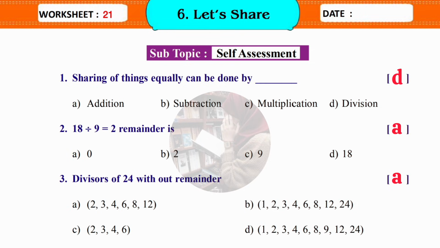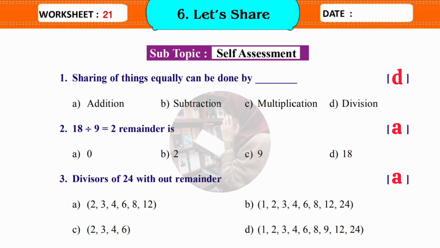Okay, next, second question is 18 divided by 9 equal to 2. Here the remainder is 0 or 2 or 9 or 18. So the answer is A, 0. Why? Because 9 into 18 will be left with remainder 0 itself. That's why A, 0 is the correct answer.